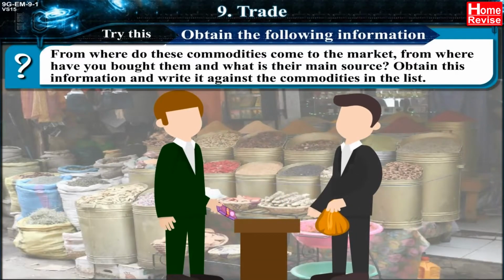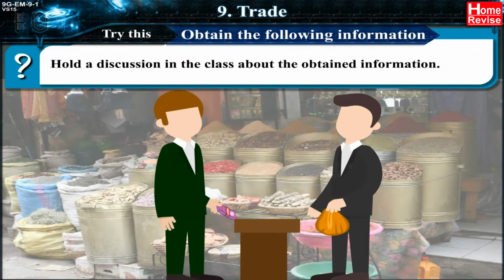From where do these commodities come to the market? From where have you bought them, and what is their main source? Obtain this information and write it against the commodities in the list. Hold a discussion in the class about the obtained information.